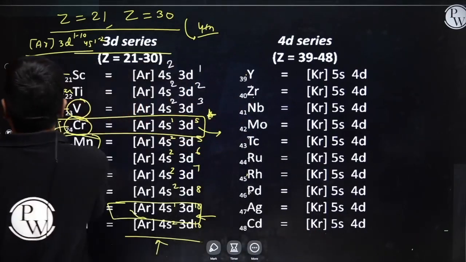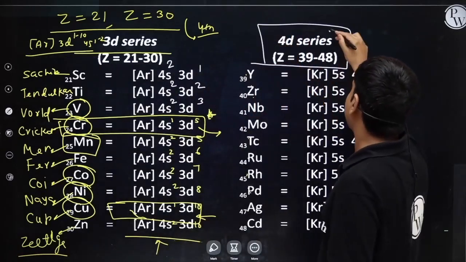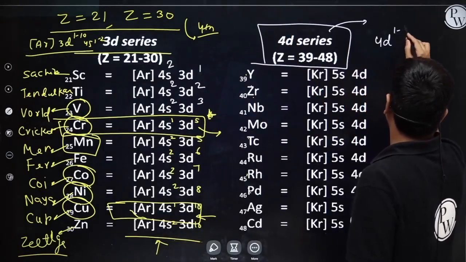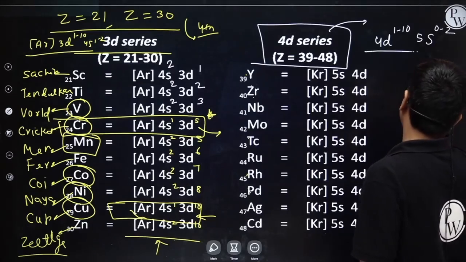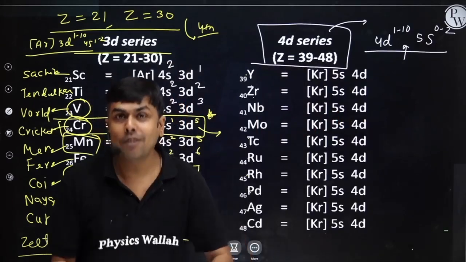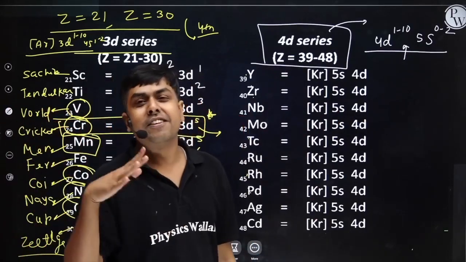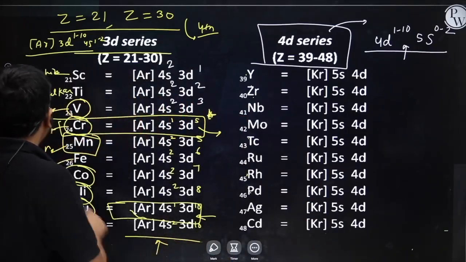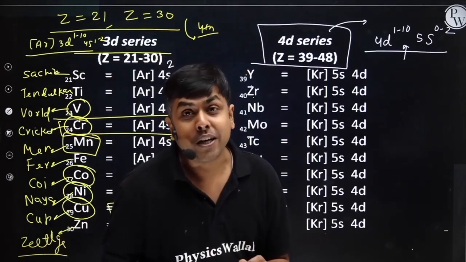If I talk about these 4d series elements, they will have a general configuration 4d 1 to 10, 5s 0 to 2. This one is really, really important. This particular series will have a lot of exceptions in its electronic configuration. So this series is really, really important. Students, first of all, let's talk a bit more about this series. It starts with atomic number 39.